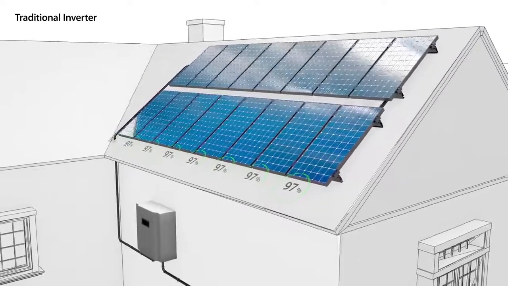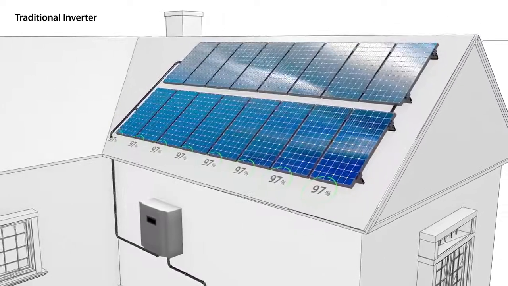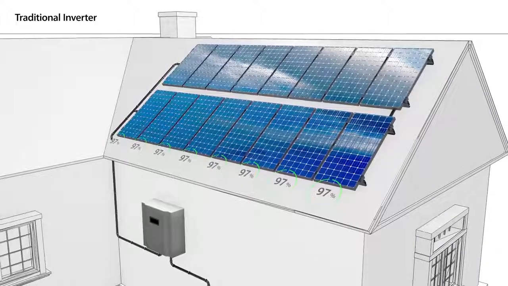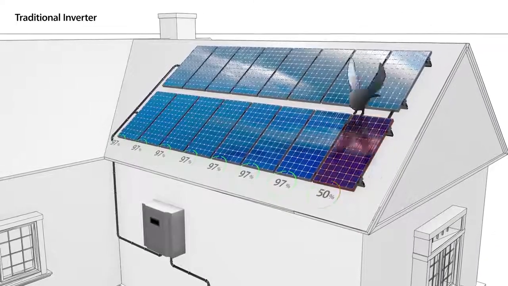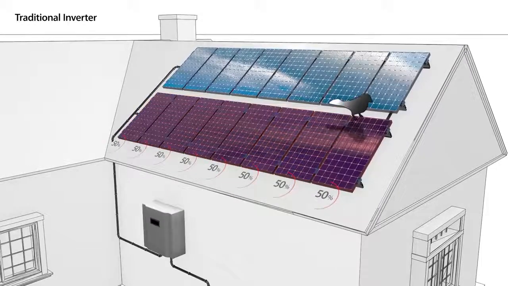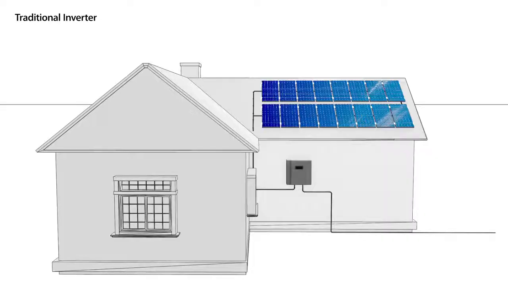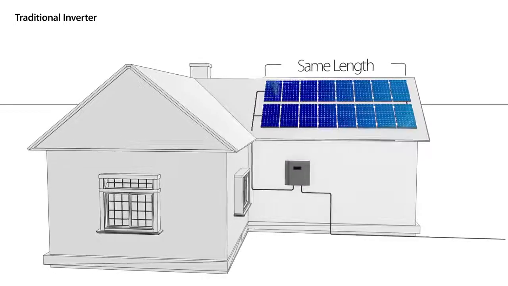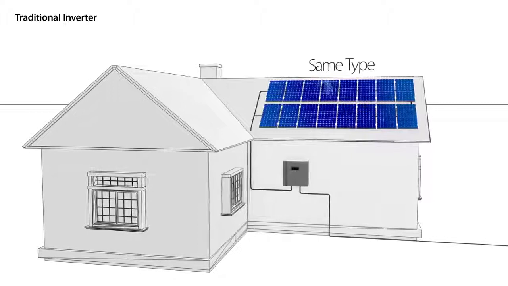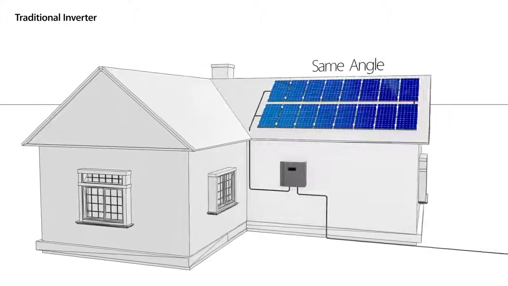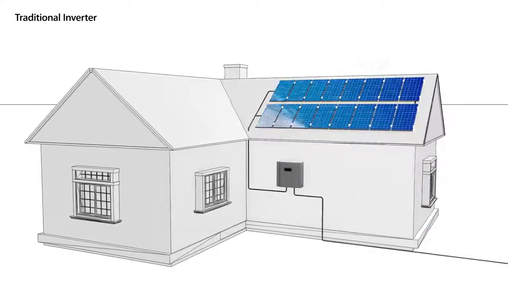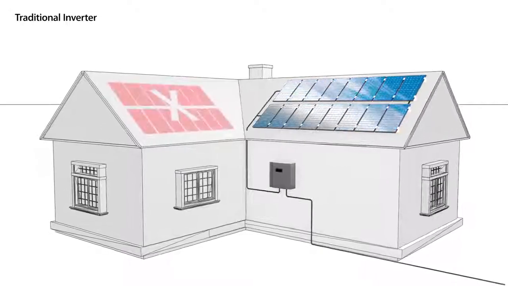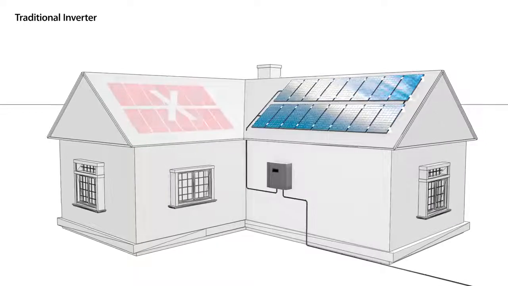Since each panel has a unique power production profile, which is a function of differences in manufacturing variances, installation parameters, and shading patterns, the entire system's output is limited. The traditional system design requires all strings to be at the same length, using the same type of panels, and to be positioned at the same angle towards the sun. Real-life installation constraints result in either wasted roof space or unnecessary duplication of system components.